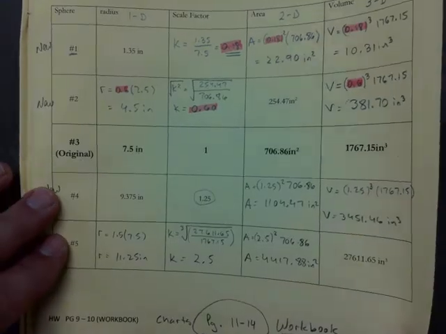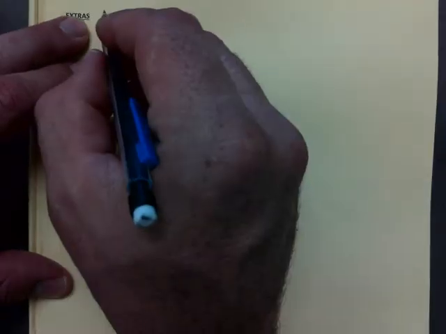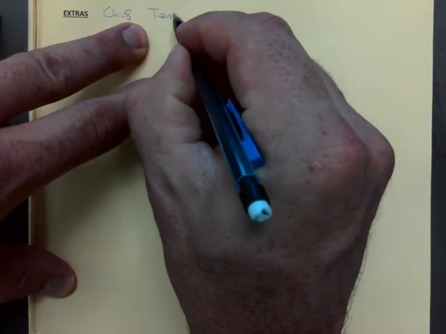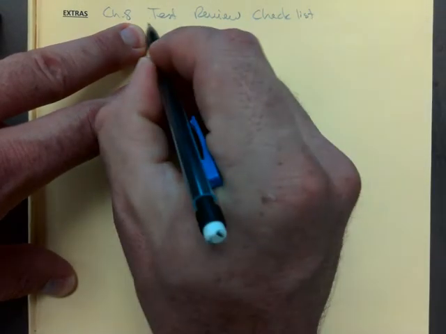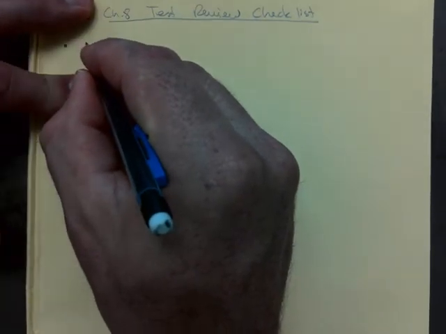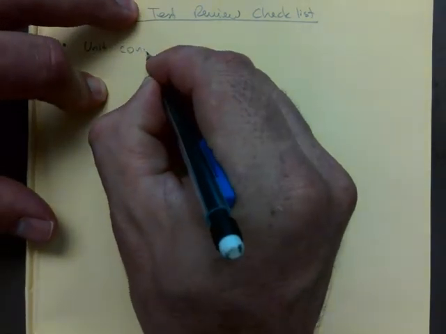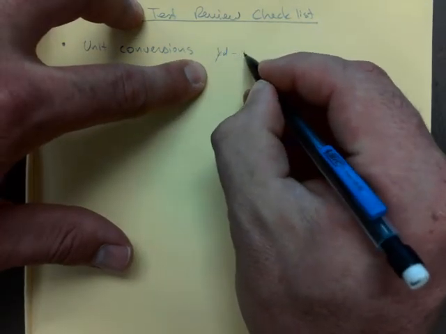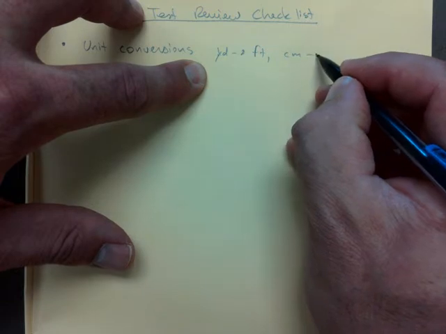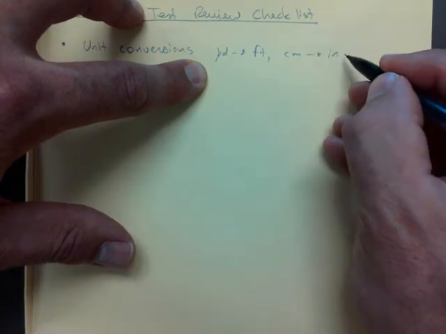And now the test checklist, if you will. So I will do this on page 25, okay? So chapter 8, test review checklist. Okay. So what did we do? We did conversions, right? Unit conversions. So you're going from yards to feet, or from centimeters to inches, and so forth, right?